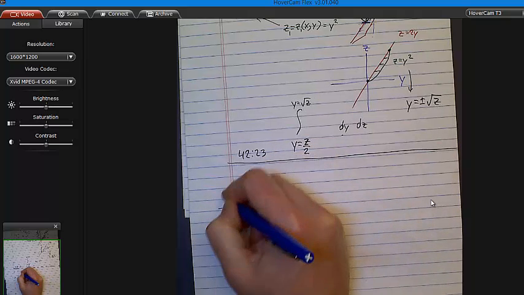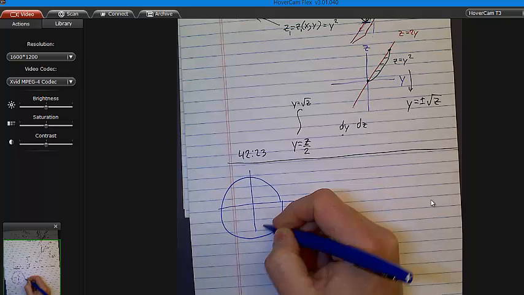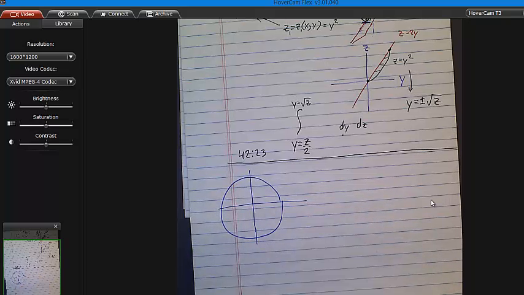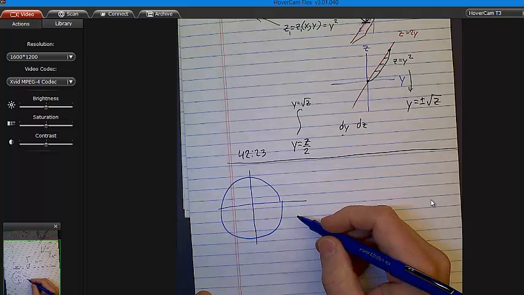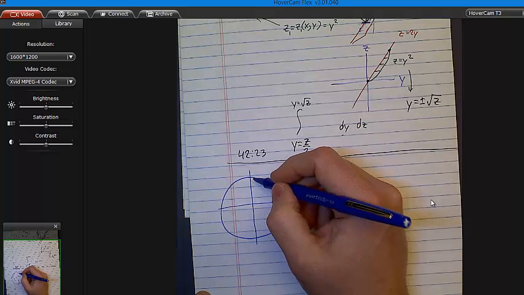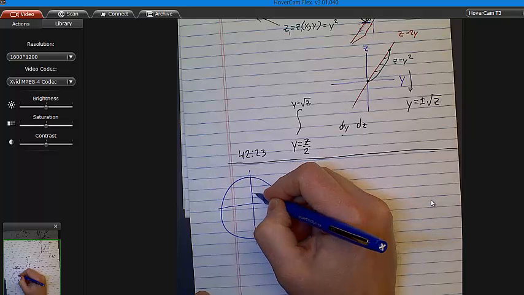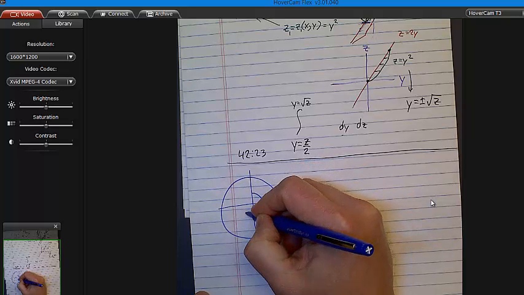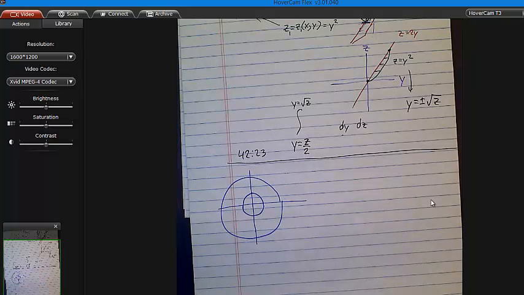You have a circle, and then you have another circle, right? What are the radii of these circles? 1 and square root of 5. Okay, so maybe that's my square root of 5 is a little more than 2, so maybe 1 is like in here, right? Okay, now my question is, what's the function that I'm integrating?